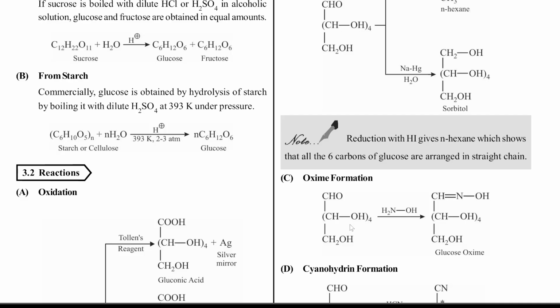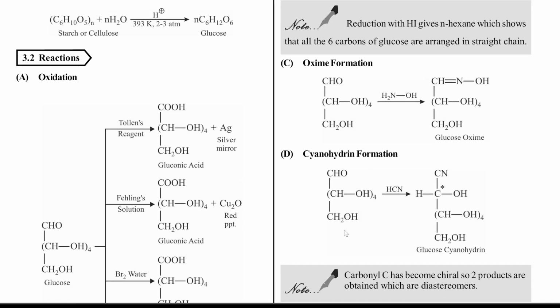Now, oxime formation. We have discussed it in the chapter of aldehyde, ketone and carboxylic acid also. NH2OH, when reacting with the polar carbonyl bond, carbon being delta positive and oxygen being delta negative, the oxime functional group gets attached to it. CH=NOH is formed, which is known as glucose oxime.